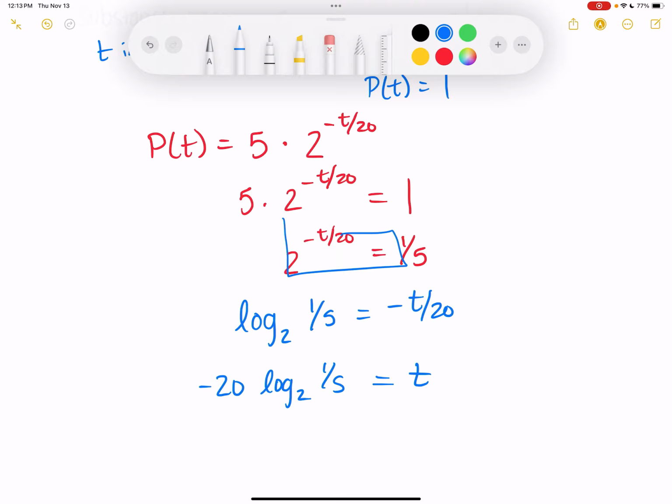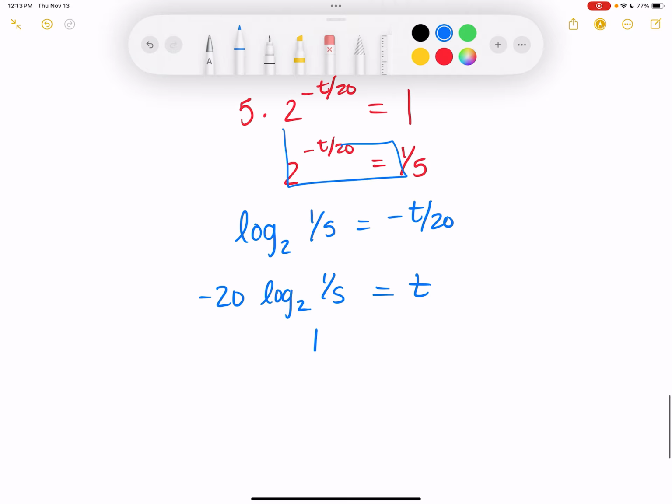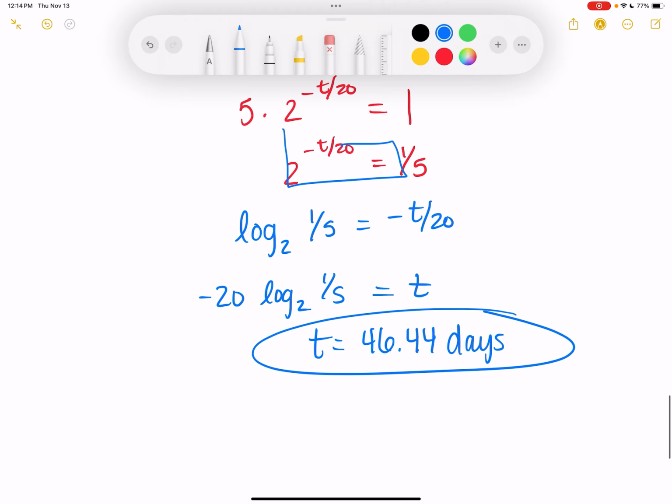So when I do that, I get 46.44 days. Now, obviously, 0.44 days, we could convert that into hours, and then we'd have to do minutes and all the stuff. I'm just going to leave this one in days.